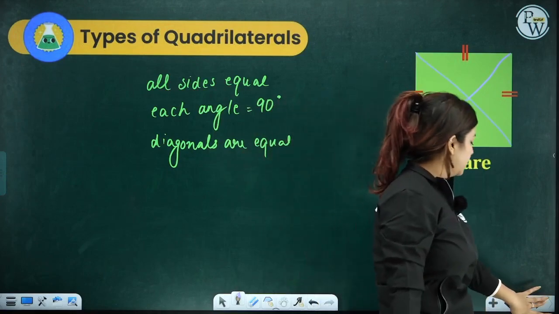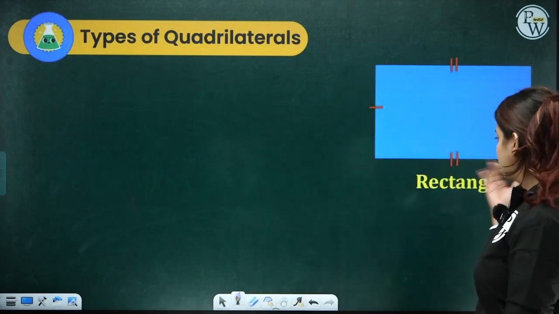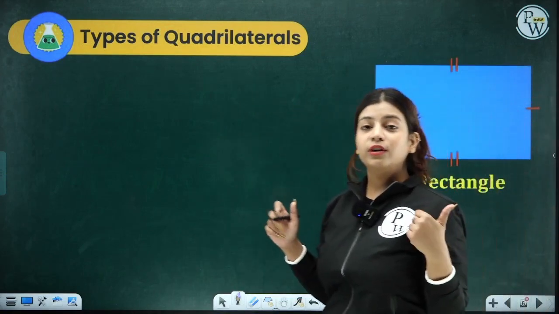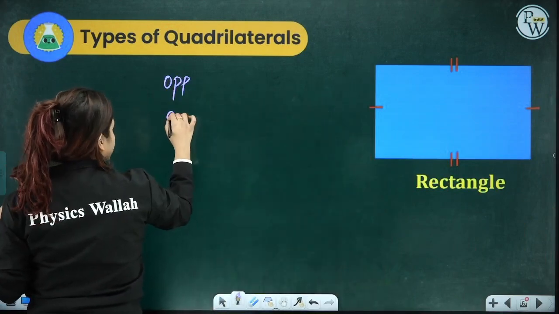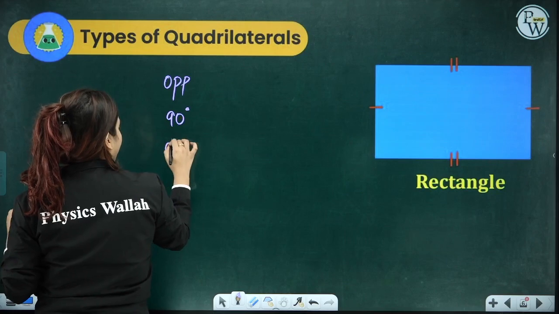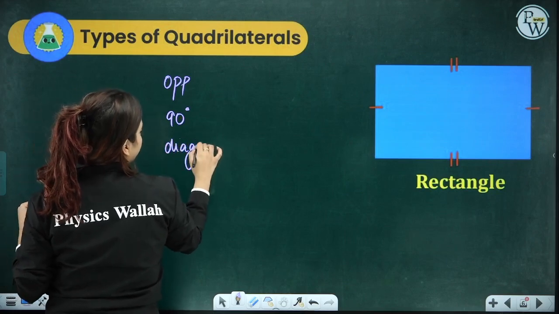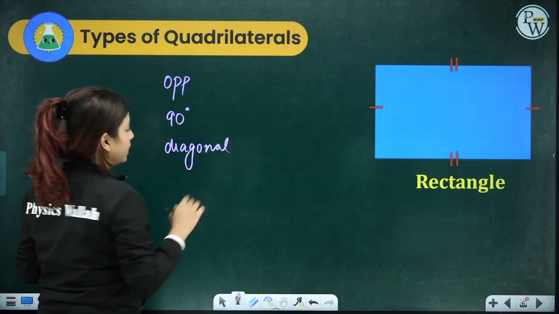The next figure that we have over here is a rectangle, right? Now, in a rectangle, we know that the opposite sides are equal. Each angle is 90 degrees and the diagonals in the case of a rectangle are also equal. Right?